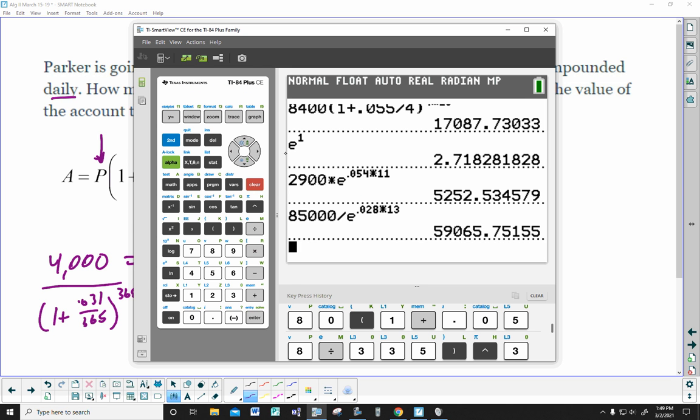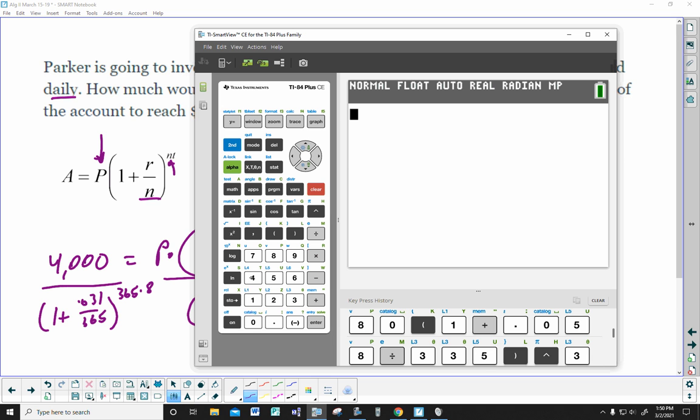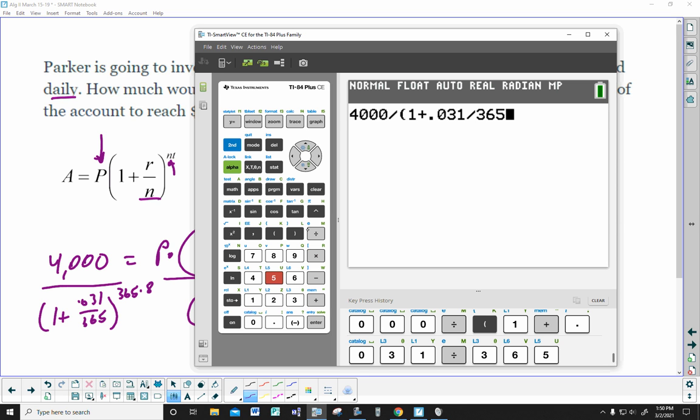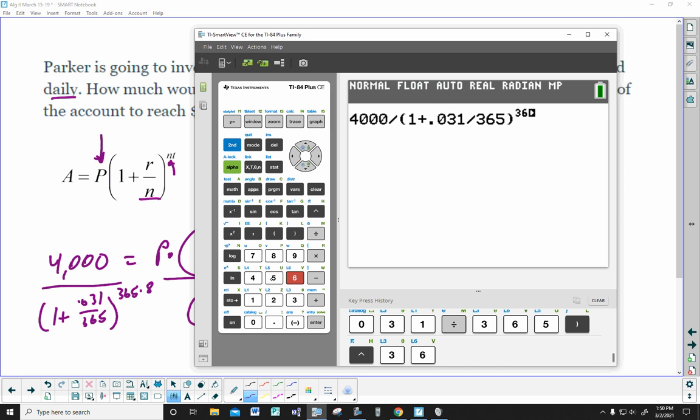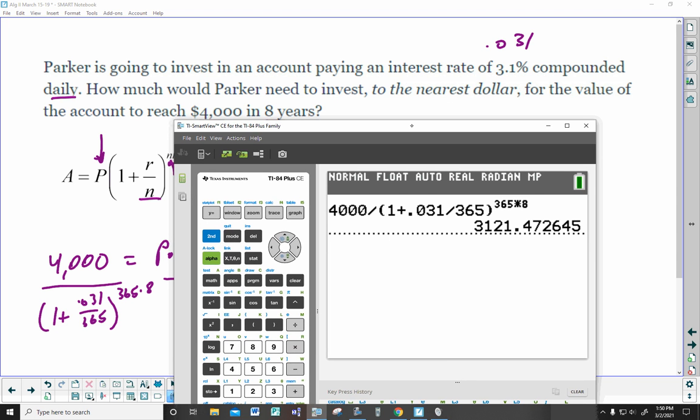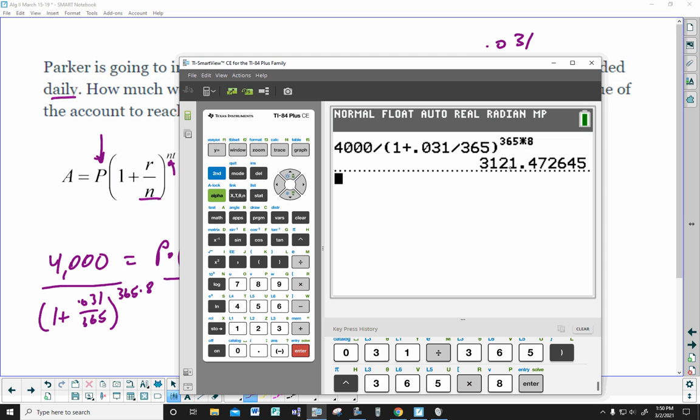So if you want, I'll clear this all out. I'm just going to go 4,000 bucks divided by, put the parenthesis just like you had it, 1 plus 0.031, divided by 365, close the parenthesis, raise to 365 times 8, and hit enter, and you're done. There it is. To the nearest dollar, it looks like $3,121. Okay.